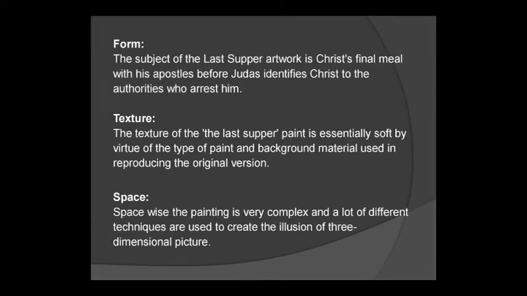In the form, the subject of the Last Supper artwork is Christ's final meal with his apostles before Judas identifies Christ to the authorities who arrest him. Then the texture of the Last Supper painting is essentially soft by virtue of the type of paint and background material used in reproducing the original version.